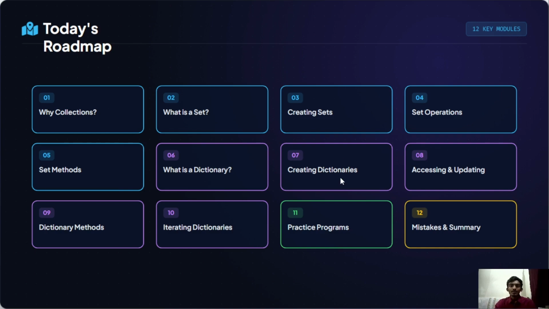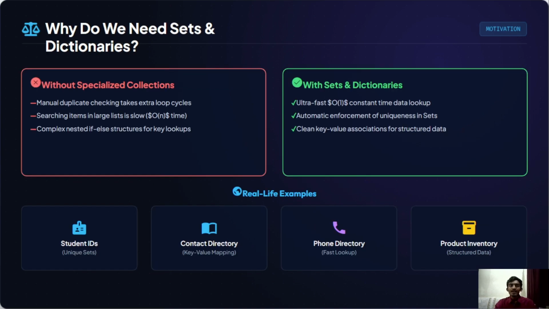a set, and a dictionary is. So first, why do we need sets and dictionaries? Let's understand the problem first. Imagine you are creating a website where students register for an examination. Thousands of students submit their IDs. Now suppose two students accidentally submit the same ID. Now how can you remove duplicates efficiently?